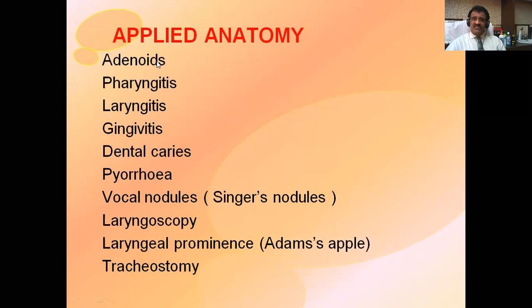First, adenoids means inflammation of the pharyngeal tonsil. Pharyngitis means inflammation of the pharynx. Laryngitis means inflammation of the larynx. Gingivitis means inflammation of the gums. Dental caries means decaying of the teeth. Pyorrhea means pus in the teeth. Vocal nodules means singers' nodules, in those singers who sing a lot and strain the vocal cords. Laryngoscopy means you insert a scope inside the larynx for study. Laryngeal prominence means Adam's apple.